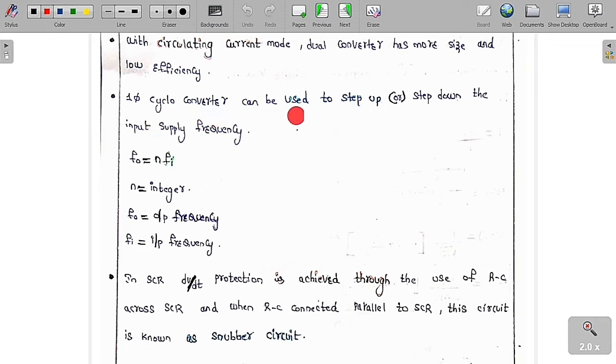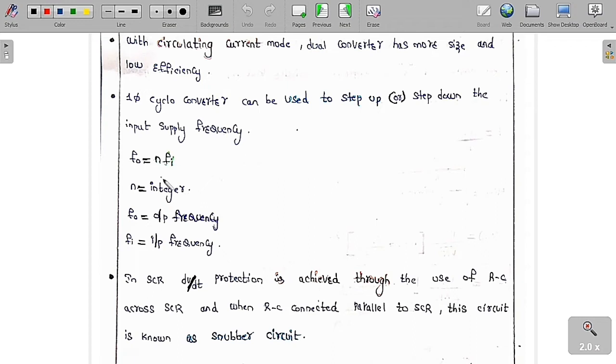In a single phase cycloconverter, we can step up or step down the input supply frequency. Basically, a cycloconverter converts fixed AC into variable AC, with variable magnitude and also variable frequency. That is called the cycloconverter or AC voltage controller. So the output frequency can be less than the input frequency, or even greater than the input frequency. That is the meaning of the cycloconverter.